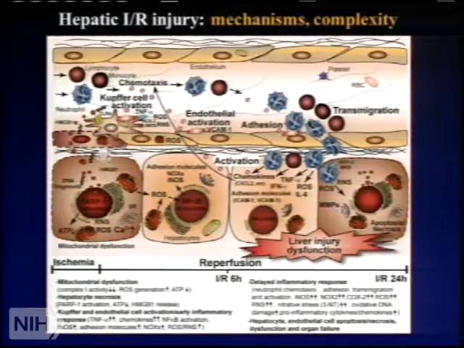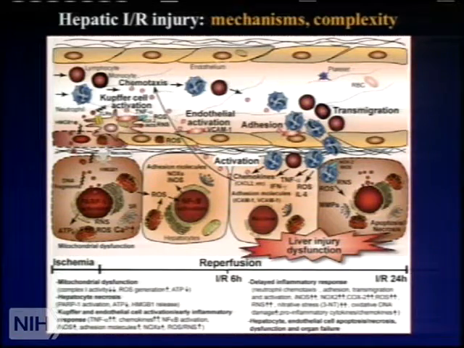So this is a little bit more detail, but still a very simplified scheme of what is happening. Basically, during the ischemia itself, there is mitochondrial dysfunction, with decreased complex 1 activity. There is mitochondrial ROS generation, and it leads to decreased ATP, which leads to hepatocyte necrosis. From necrotic hepatocytes, you have release of various danger-associated molecular patterns like HMG box protein or RNA and DNA fragments, which signal to the Kupffer cells.